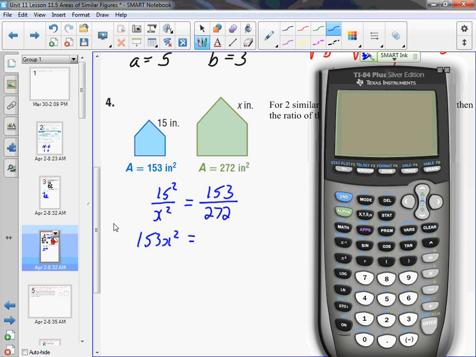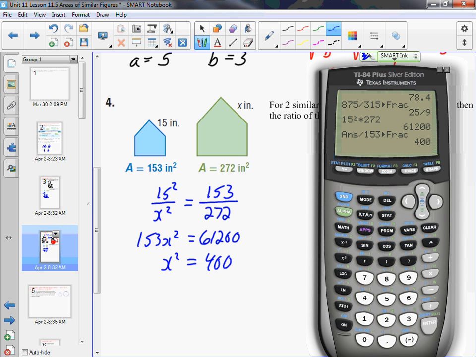squared. And then when I do cross products the other way, let's see, 15 squared times 272. That's attractive. 61,200. All right, let's divide both sides by 153. And I think I want to turn this, let's see what it looks like as a fraction. Oh, it's a whole number. That's awesome. Not only is it a whole number, it's a perfect square. So, take the square root of both sides, and x equals 20.